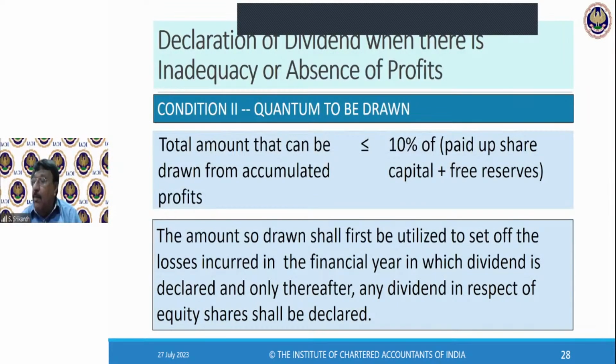Quantum means amount. Okay, amount to be drawn. The total amount that can be drawn from the accumulated profits should be less than or equal to 10% of paid up share capital plus free reserves. So you have to take the paid up share capital and free reserves, total, and take 10%.